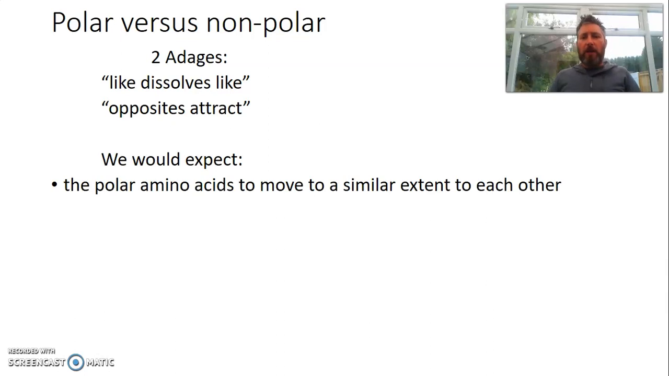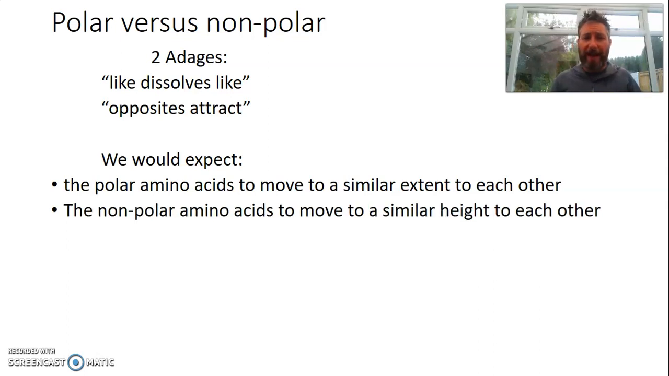Because we're expecting, when you do this, you will almost certainly see, you will see actually, the two polar amino acids move to a similar extent to each other. The two polar molecules are going to go to roughly the same height as each other, and the two non-polar ones are going to move to the same height as each other as well, give or take. Now, why am I going to get the two polar ones at one height and the two non-polar ones at the other? Or vice versa?